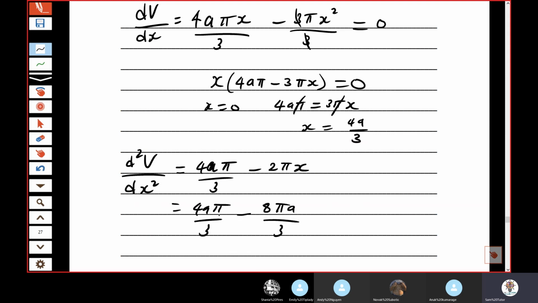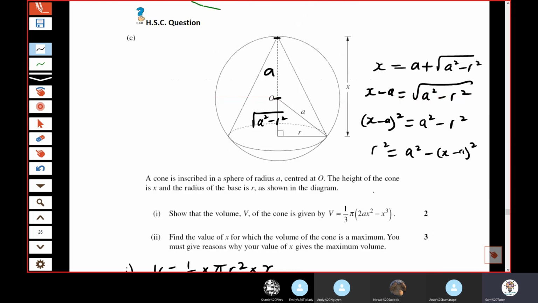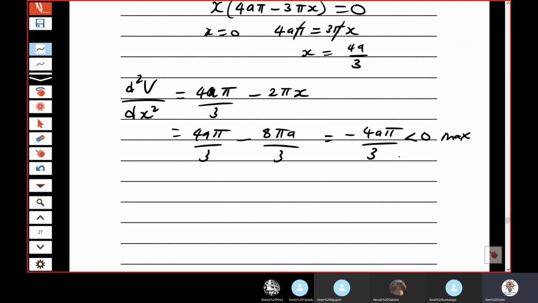What is 4 lots of something take away 8 lots of something? Well, it will be negative 4 lots of something. So it equals negative 4a pi on 3, which is less than 0, a max. It is less than 0 only if a is positive, and a has to be positive because it's a length. If a was negative, you couldn't conclude this, you couldn't say it's always less than 0. But we know it is, because a is greater than 0.